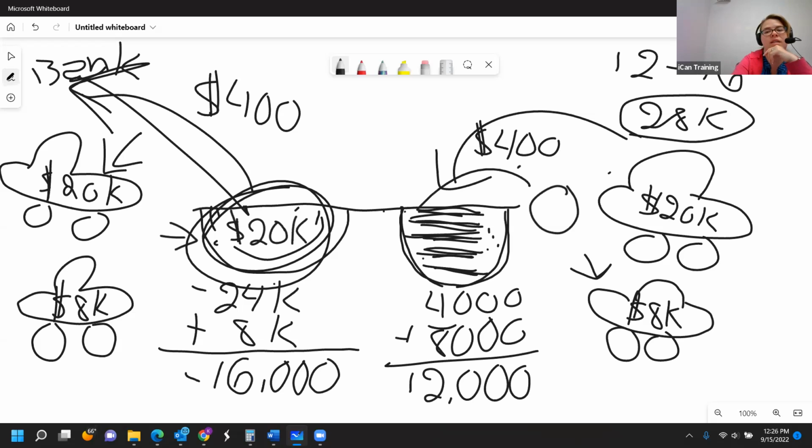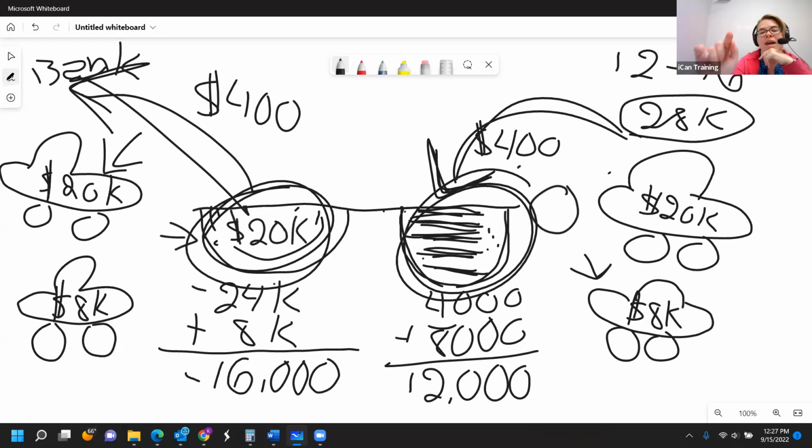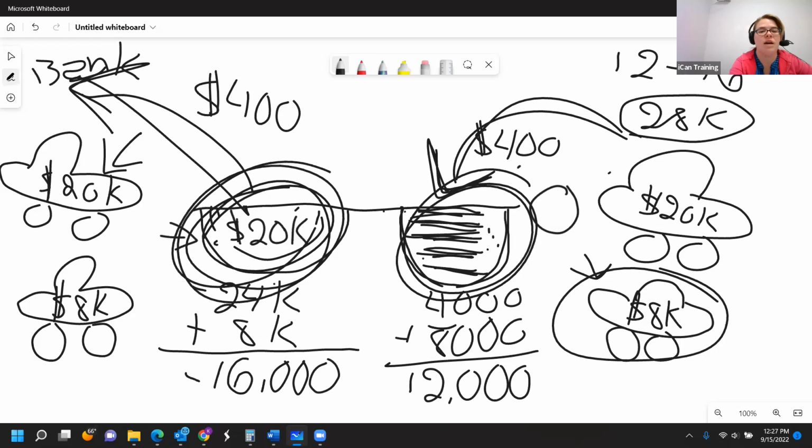Whereas doing it this way, we are borrowing from ourselves, paying ourselves back, and we still have the asset. So isn't it a much more powerful tool to pay ourselves? Definitely.